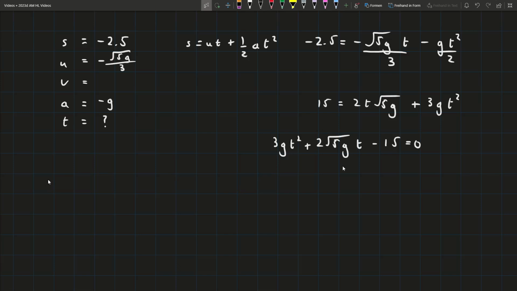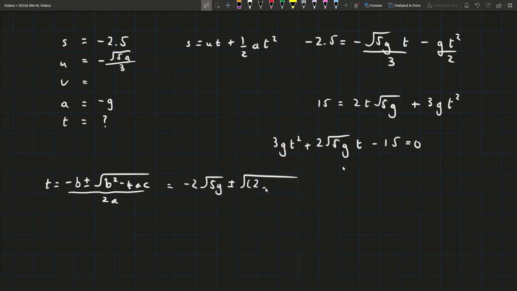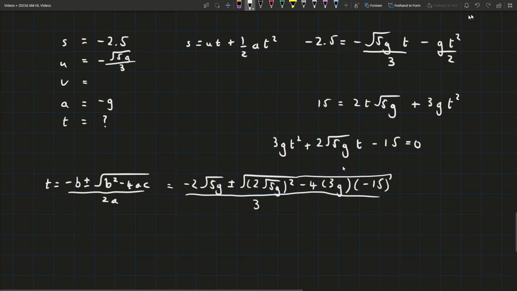So the quadratic formula, you should still write this out just in case. Negative b plus or minus the square root of b squared minus 4ac all over 2a, which is equal to minus 2 root 5g plus or minus the square root of (2 root 5g) squared minus 4 times 3g times minus 15. Make sure that's all under the square root, all over 2 times 3g. Put that into your calculator, or at least some of it.